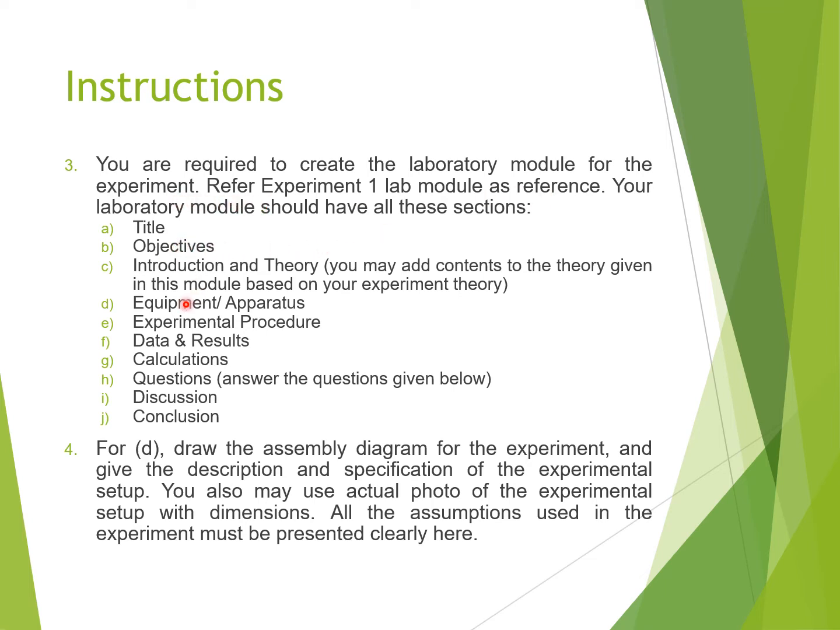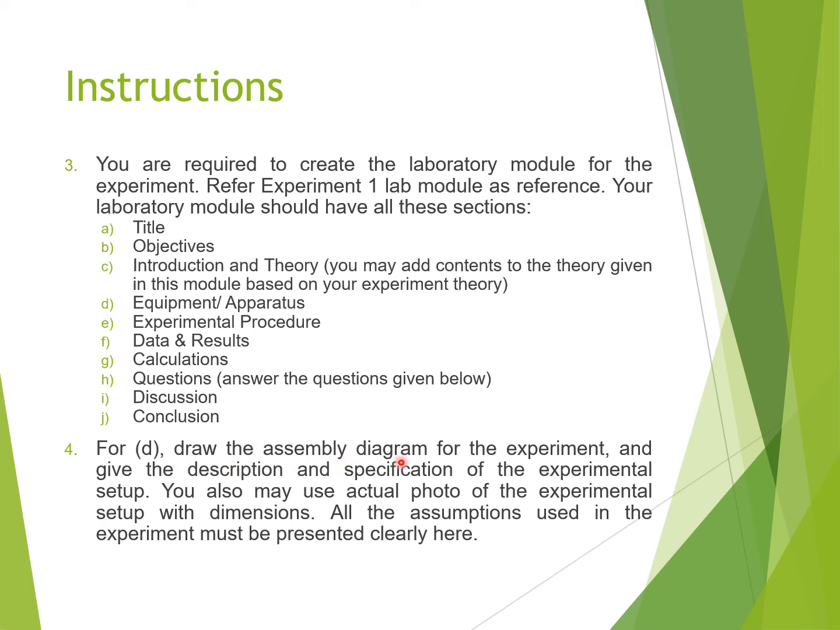Okay, so your lab module must consist of all these elements: title, objectives. Objectives are given in this, so you can just use them back. Then introduction and theory, some are given in your instruction, and you just need to add more to it. And then the equipment used, or the apparatus, the experimental procedures, step 1, 2, 3, 4, 5, and data and result. Okay, so what you got? Some calculation is involved. Surely there will be a calculation because you have a theoretical value to calculate. So whatever calculation that you use in this experiment, you just put it in the calculation column. Then you have a question and answer. Questions are given in this instruction, so you just need to answer that. Then discussion and conclusion.